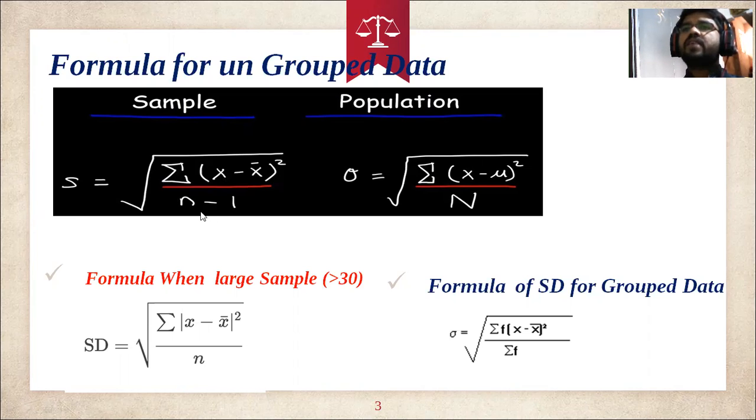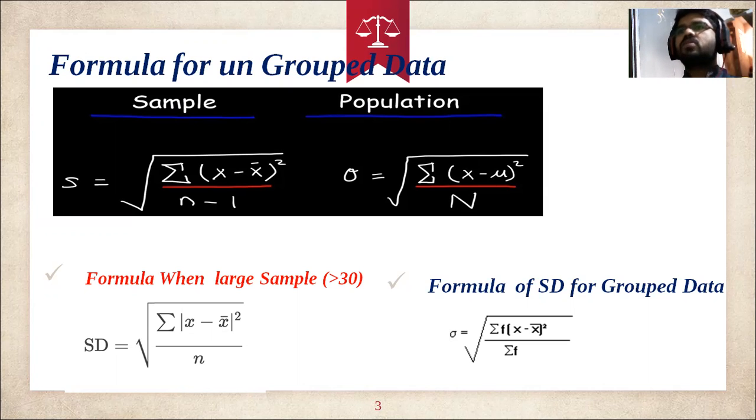So here, when can we use n minus 1? When we have a small sample. What is meant by a small sample? In research, a small sample is when the sample size is less than or equal to 30. When we are collecting a sample of less than or equal to 30, that is called a small sample. When we take a large sample, more than 30 samples, that is called a large sample.